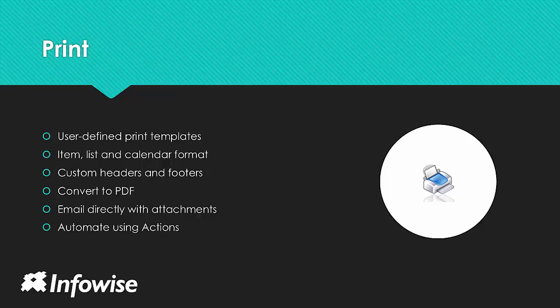And for print, we can have our own user-defined print templates. For example, the purchase order that we saw earlier, we can print it in a way that it will look exactly like we want it. It can be for an item, for a whole list of items, or for a calendar. We can have our own custom headers and footers. We can then convert it to PDF. We can also email it directly with attachments as a PDF, for example, and we can even automate the whole process with actions. So we can have a weekly email that is sent to a group of managers with the summaries of weekly sales, for example.